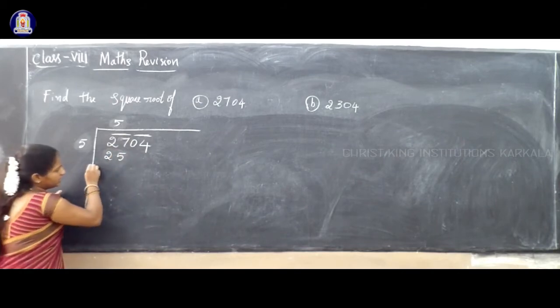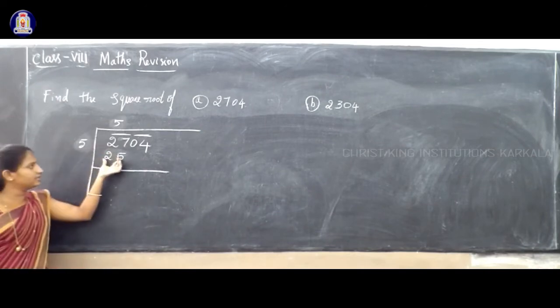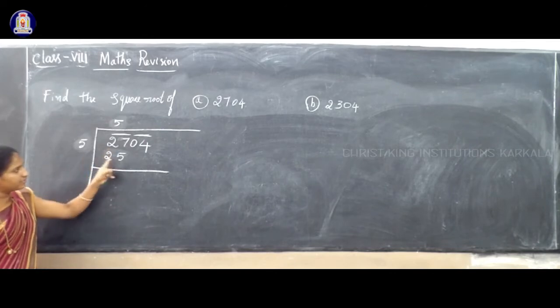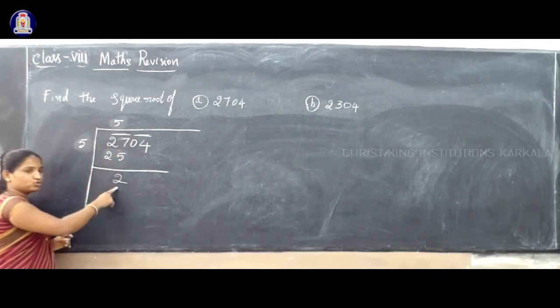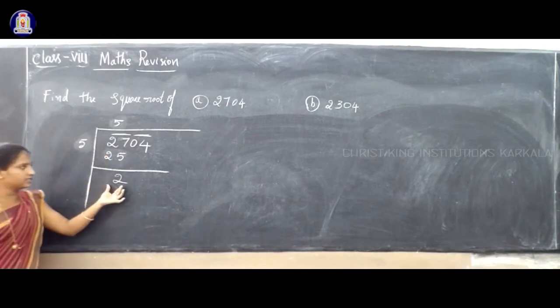Clear? So now next step, how to subtract. Subtract 27 minus 25. If you subtract 27 minus 25, you get 2. 7 minus 5 is 2, and 2 minus 2 is 0. Clear? The answer is 2.